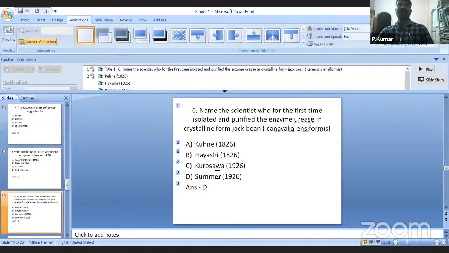Next, name the scientist who for the first time isolated and purified the enzyme urease in crystalline form from jack bean. The year is very, very important. Kuhne is 1826. Sumner is 1926.